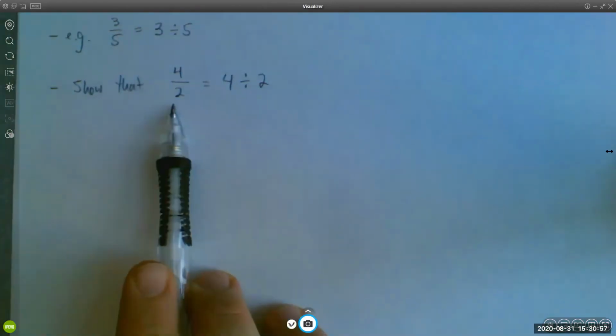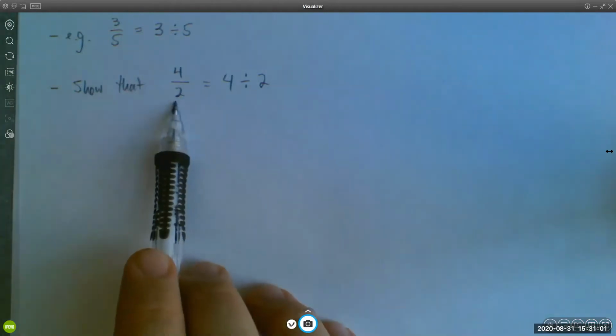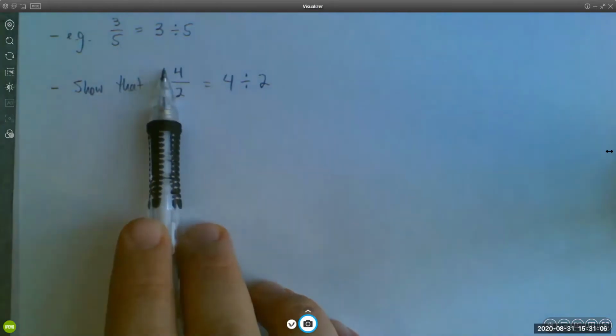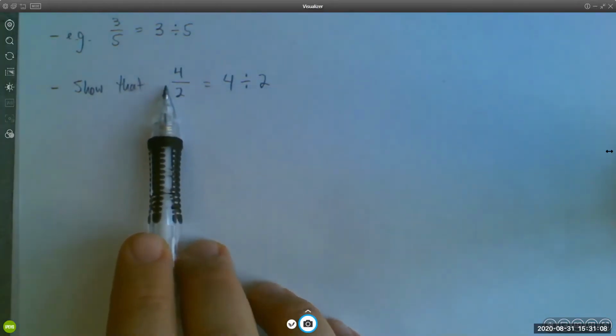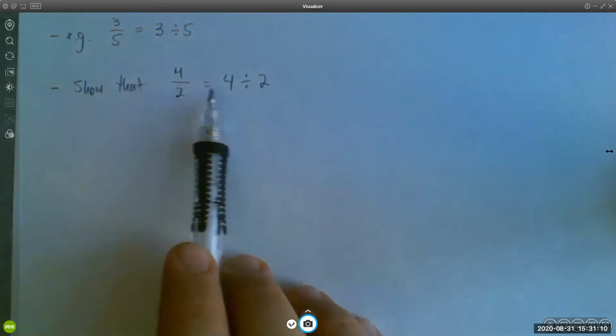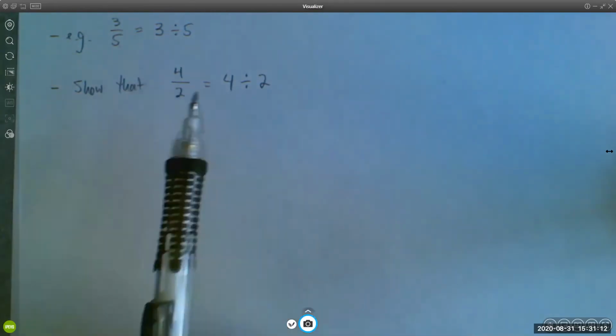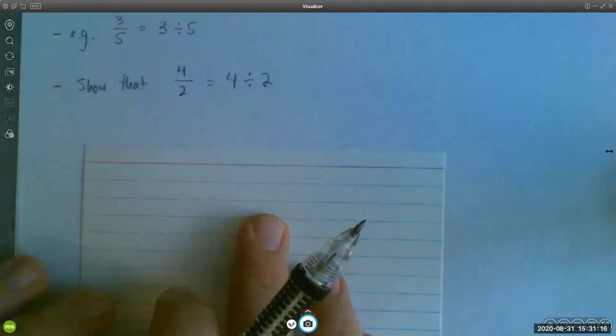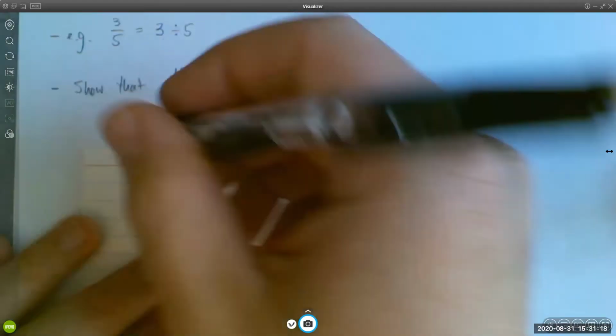So on the left-hand side, 4/2 would mean 4 halves, right? So it would mean we're going to split each of our units into 2 parts, and then we're going to take 4 of them, right? If you do that, you're going to land on the number 2, right, which is 4 divided by 2. But let's show it using a number line and some fraction rulers.